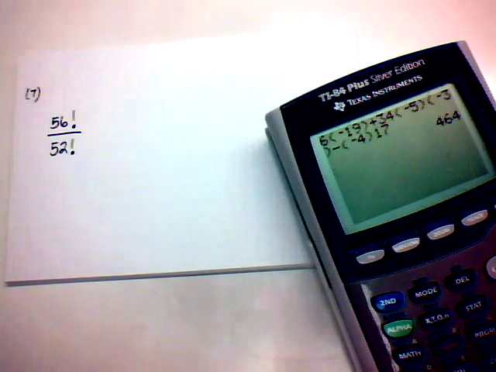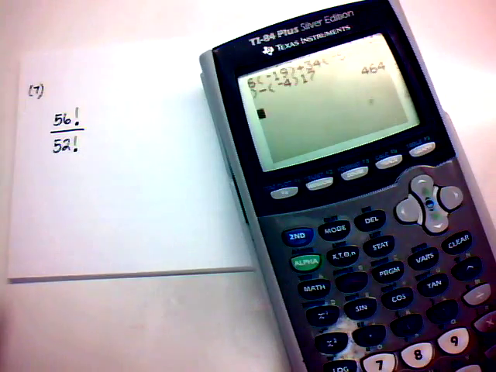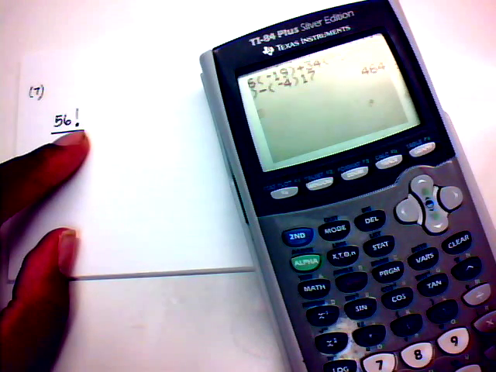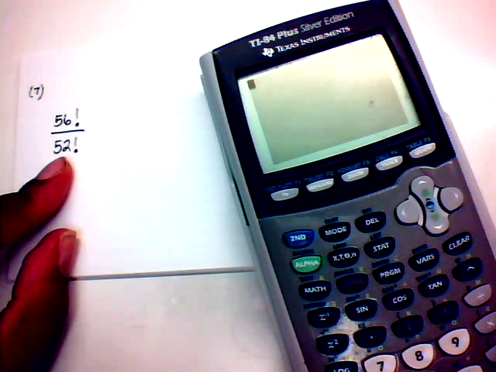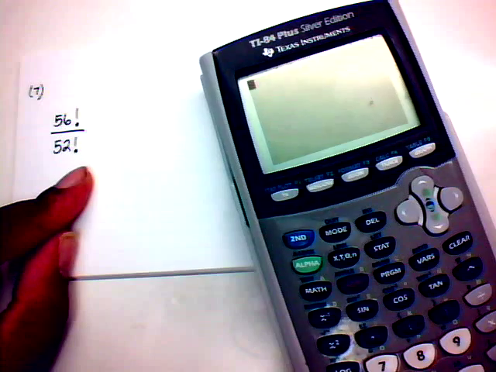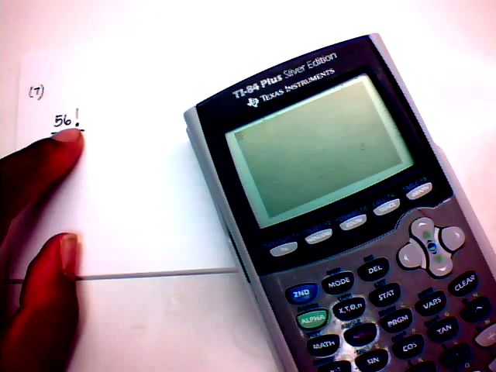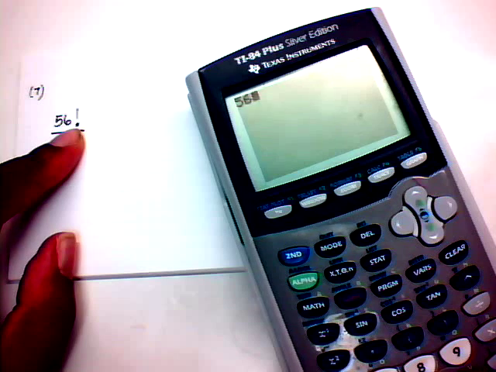All right, number 7. Now this one has exclamation marks in it, but we read this as 56 factorial divided by 52 factorial. And let me show you how to enter a number that has the exclamation mark or the factorial symbol. You'll type in 56 in this case.